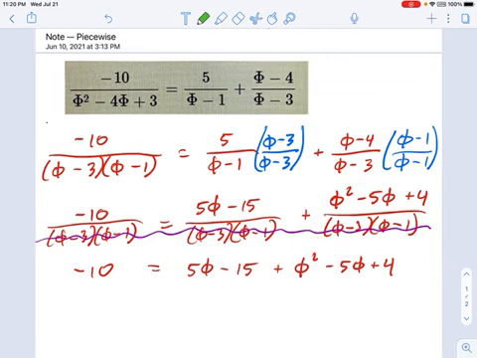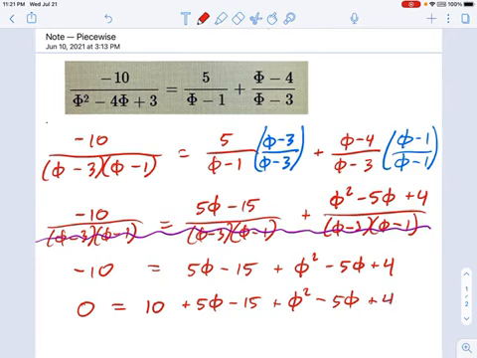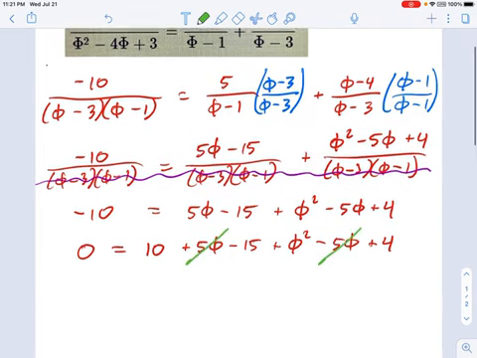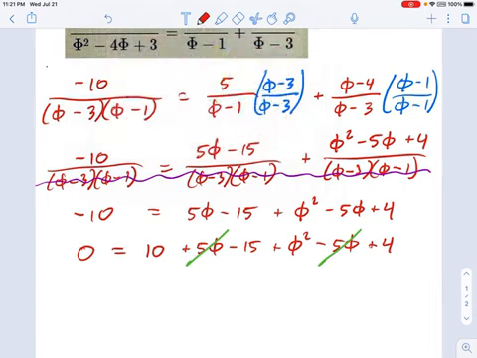I'm going to try to group this so that everything is on one side and 0 is on the other. Okay, so I'm going to bring that 10 over here. Let's just say 10 plus 5 phi minus 15 plus phi squared minus 5 phi plus 4. And now it's time to group our common terms together. I see a 5 phi and a negative 5 phi, so those cancel out. That's nice. What else do we have here?